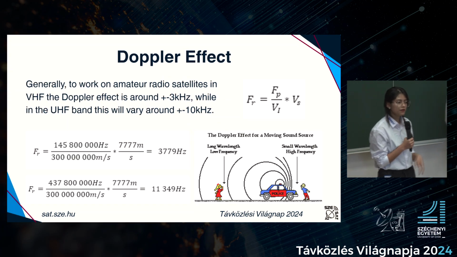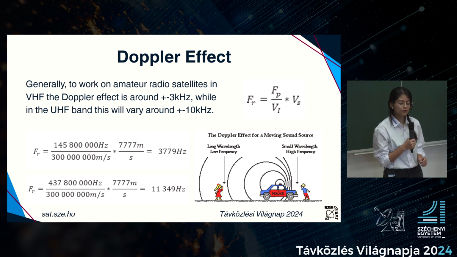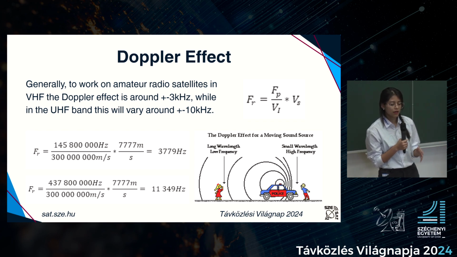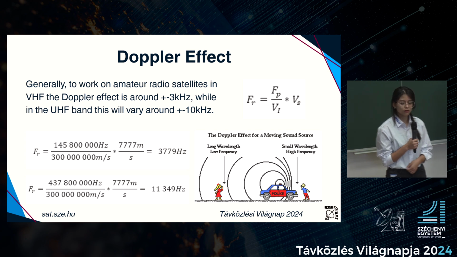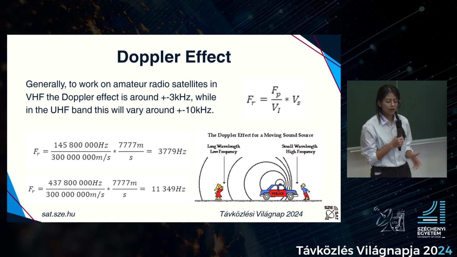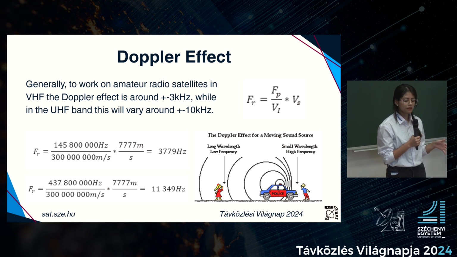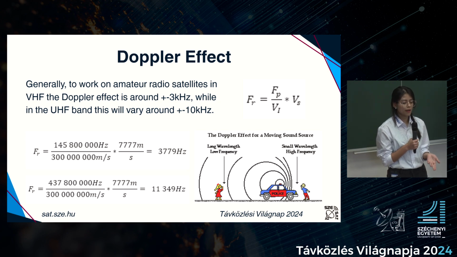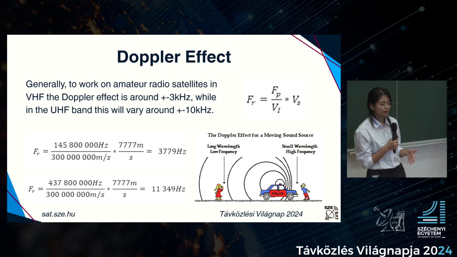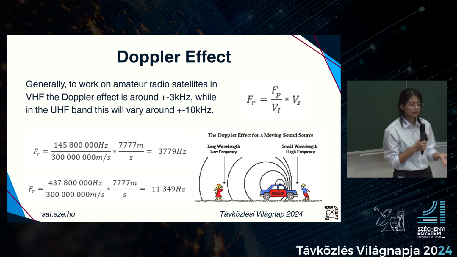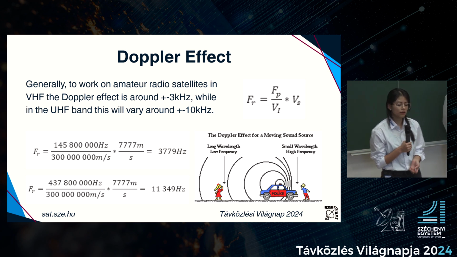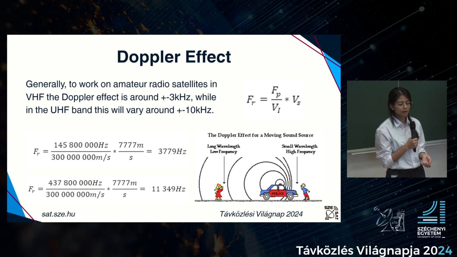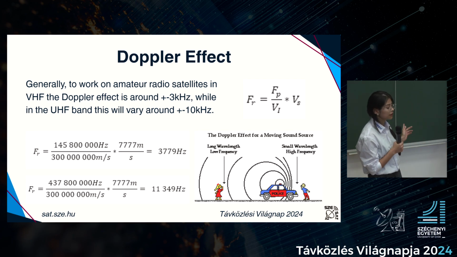Another factor that influences the communication is the Doppler effect. This involves the variation of the wavelength of any type of wave emitted or received by a moving object. This formula allows us to calculate the maximum frequency shift with respect to the carrier frequency emitted or received by a satellite. With this formula, we use the frequency for uplink and downlink, the speed of light, and the speed of the satellite. In this case, the speed of the ISS is 7,777 meters per second. And we found the values that you can see here in the slide.